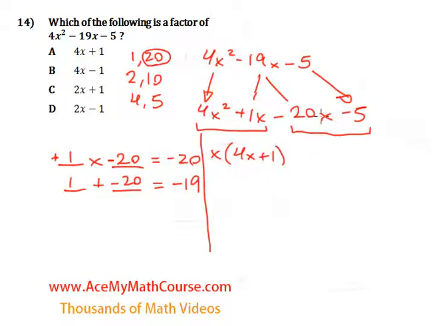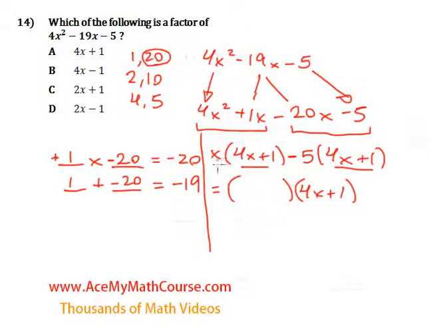Minus 20x minus 5. Now we can factor out a GCF of minus 5. Minus 20x divided by minus 5 is just 4x. And minus 5 divided by minus 5 is just 1. Okay, now, what do we do? We open two sets of parentheses. 4x plus 1, 4x plus 1, that's the same, isn't it? That's a good thing. We can write it over here.